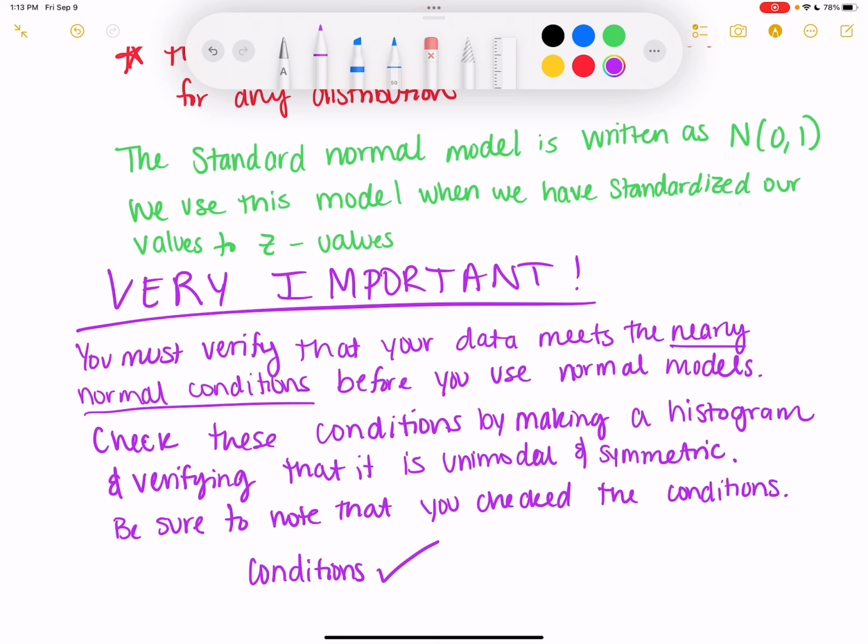So it has to be, relatively speaking, it might be a little bit off, but it's one of those things where it sounds bad, but your book isn't going to necessarily give you something that's not. So it kind of gets to the point where you're just like, yep, conditions check. They really don't give any that aren't. But if you were given something that wasn't unimodal and symmetric, then you should say you can't use a normal model because of that.